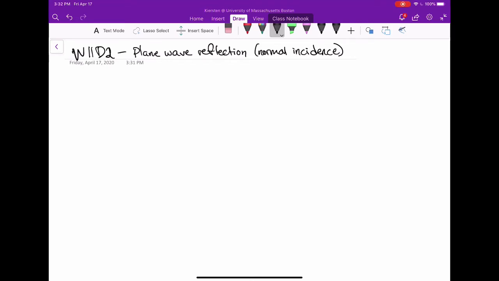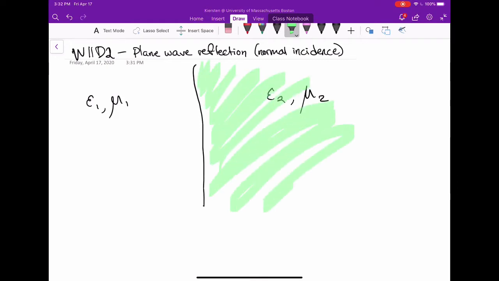In this video, we are talking about plane wave reflection at material interfaces on normal incidence. So what we mean by that is that we have two materials, one of which has epsilon1 and mu1 as material parameters, and another one that has epsilon2 and mu2 as material parameters. Let's color in material 2 because we can.